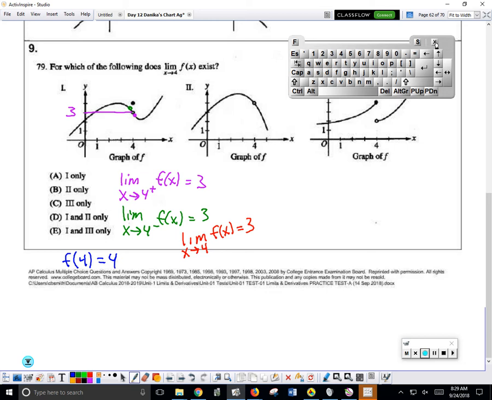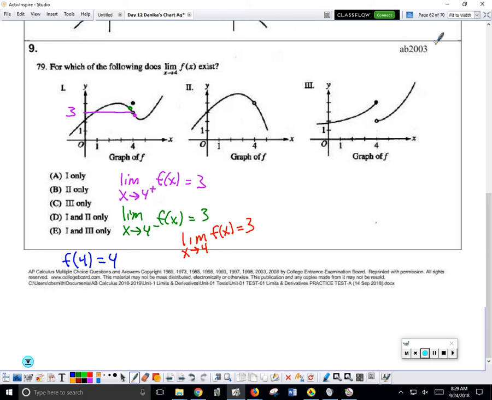The other type of question they can ask you is, is the function continuous at x equal 4? It's not. It's a removable discontinuity. And mathematically, what's causing the function to not be continuous is the fact that the limit from the left equals the limit from the right, but the value in the middle is different.